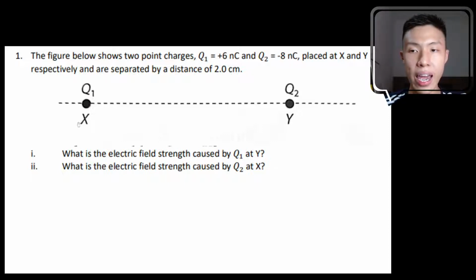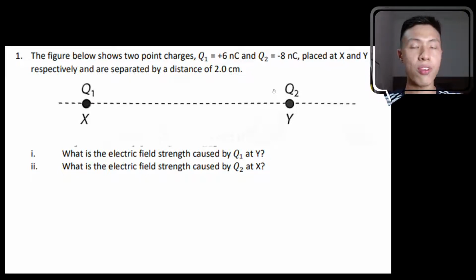At position X, there is an electric field that is produced by Q2. Because Q2 is a point charge, it will produce an electric field around the point charge. So point X is a position that is around point charge Q2, therefore position X should have an electric field that is produced by Q2.